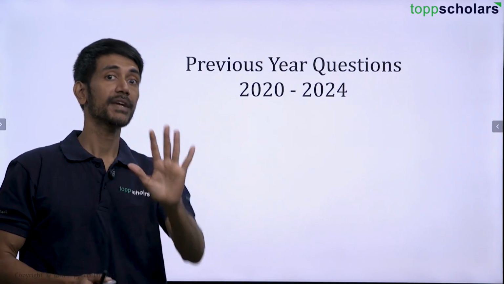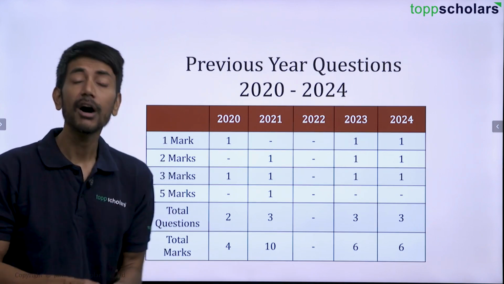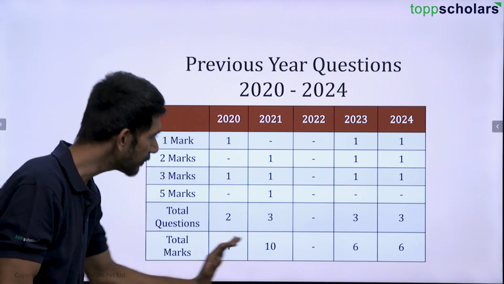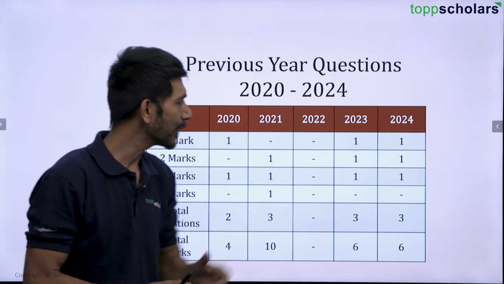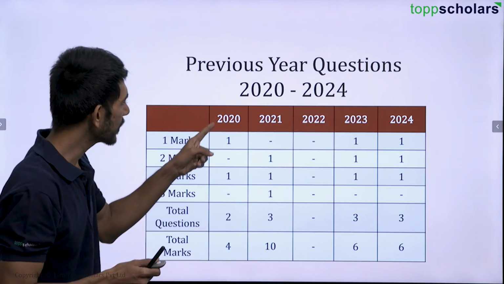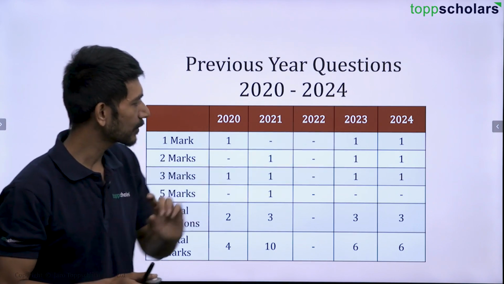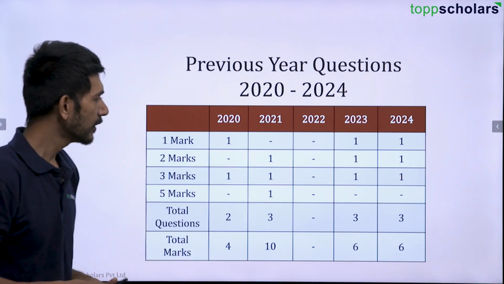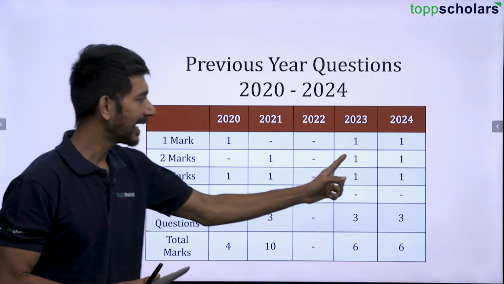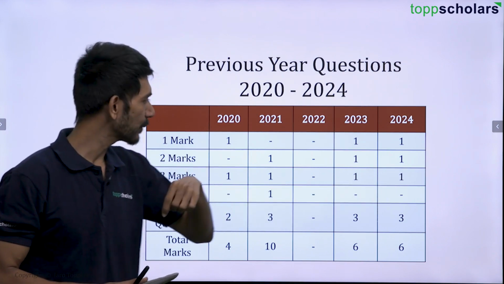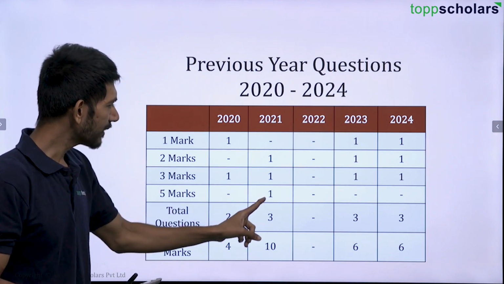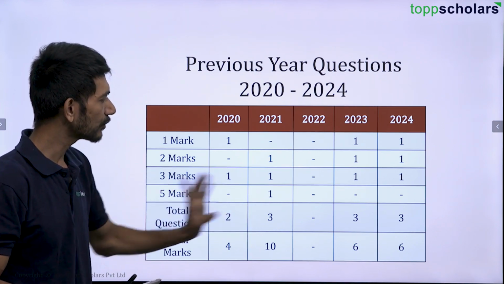That is 5 years, right? Let us try to analyze how many questions were actually asked from linear equations in two variables. If you see the pattern here, from 2020 to 2024, 3 questions were asked of 1 mark. That is, in 2020, one question was asked, in 2023, one question, in 2024, one question. And then one question of 2 marks from 2021, and then it repeats for 2023 and 2024. A 3 marker was also asked here. And only one 5 marker was asked in the year 2021.